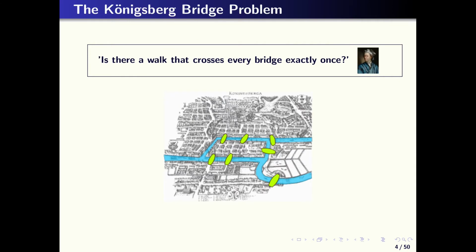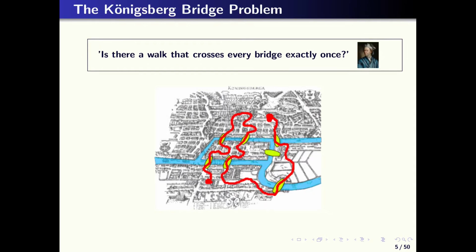So you can try and solve this problem if you like. I've tried to come up with a solution here. I found a walk, but I didn't manage to cross all the edges. I've sort of missed this one bridge here. So there's this question of, if I can find a walk, that's great, but what if I can't find a walk? Is it possible that there is no walk that crosses all of these bridges at once? And if so, how would you show that there was no such walk?